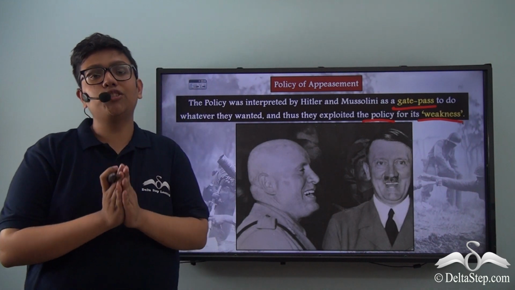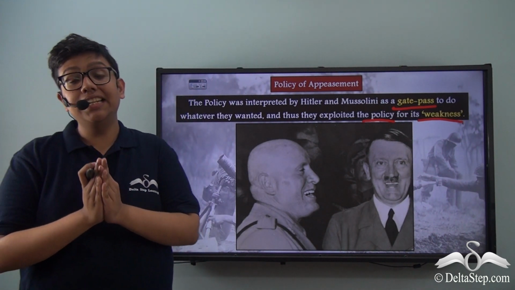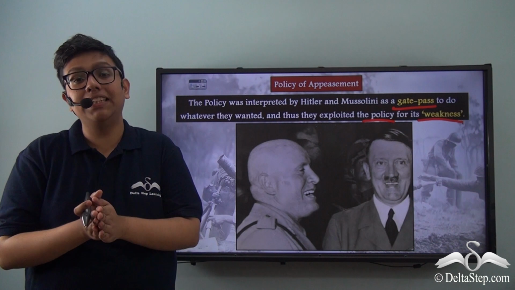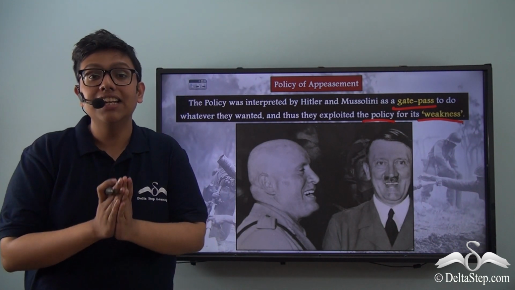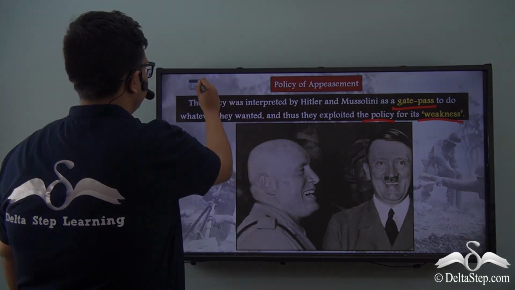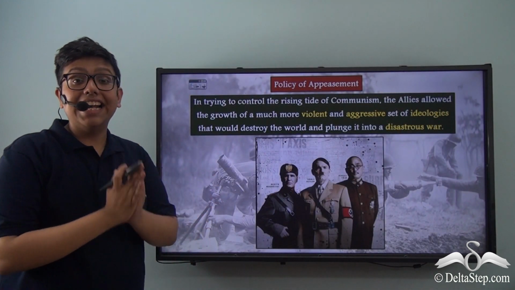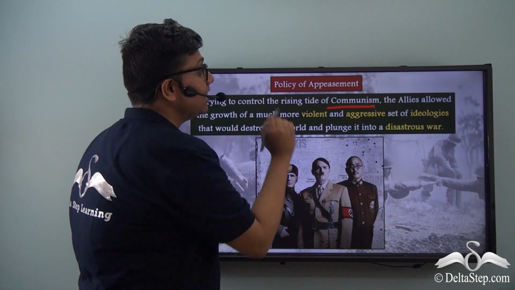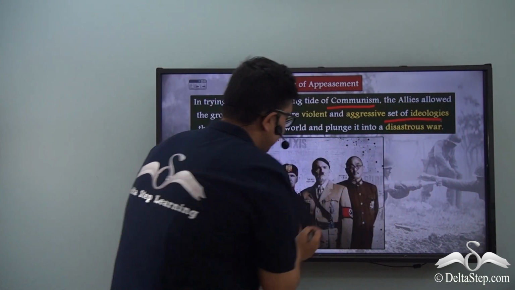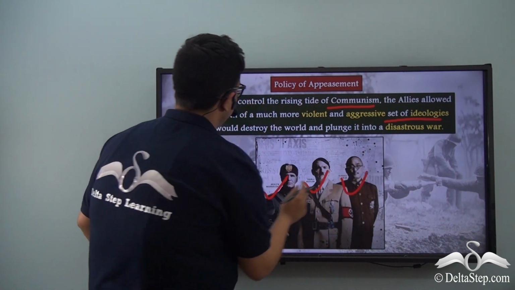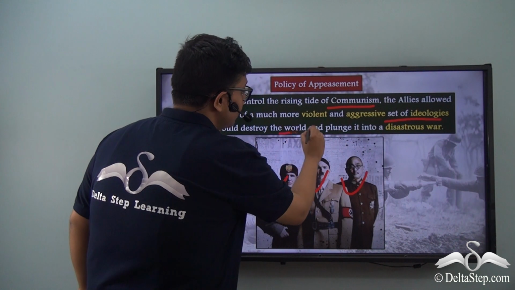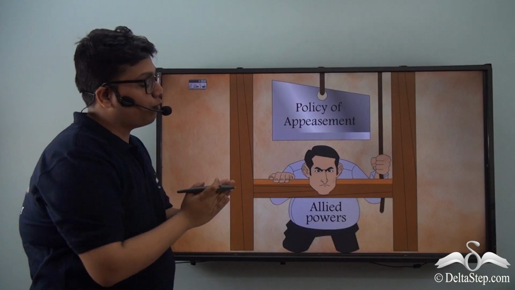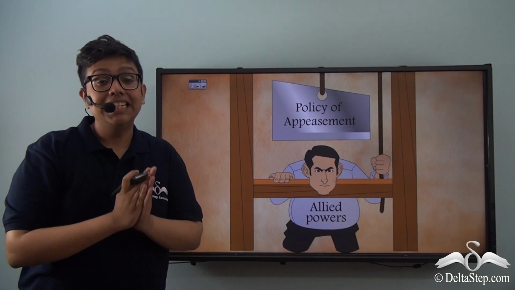The Allied nations did not stop the expansions of the Axis powers, fearing that such a conflict or confrontation could cause a war. But little did they know that by not stopping them, they were giving the Axis powers enough impetus to cause another war themselves. Finally, in trying to control the rising tide of communism, the Allies allowed the growth of a much more violent and aggressive set of ideologies in Italy, Germany, and Japan that would go on to destroy the world and plunge it into a disastrous war. The policy of appeasement, therefore, created more problems for the Allied powers than it created solutions.